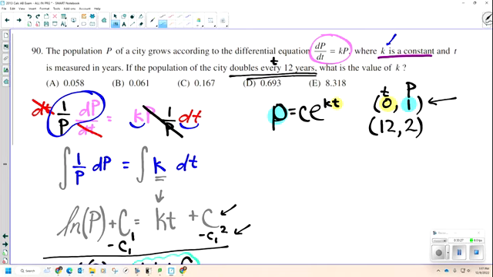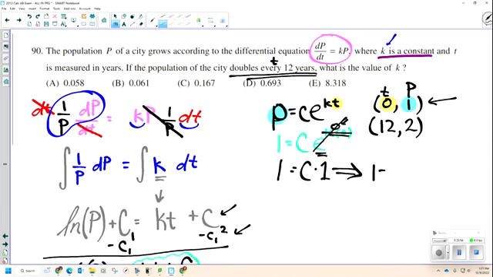So let's go ahead and do that. 1 equals C, which I'm trying to figure out, E to the K times 0. It doesn't matter what K is right now because anything times 0 is 0. And anything to the exponent of 0 is 1.